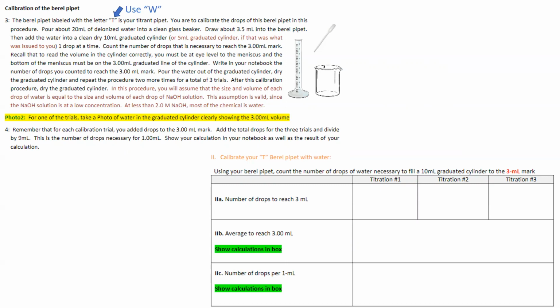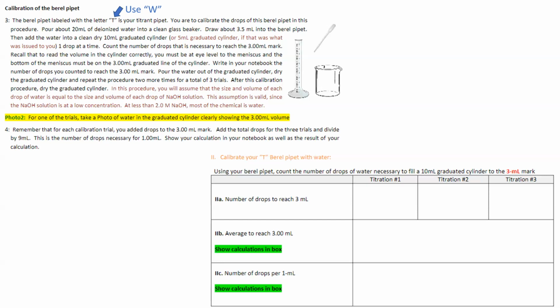Then we're going to be calibrating the Burrell pipette using our 5 milliliter graduated cylinder. You're going to place drops into the graduated cylinder up to the 3.00 milliliter mark. So we're adding drops of distilled water into your smallest graduated cylinder until the volume reaches 3.00 milliliters. Remember that you're measuring from eye level at the bottom of the meniscus, and it needs to be exactly at 3.00 or as close as you can get using a certain number of drops.